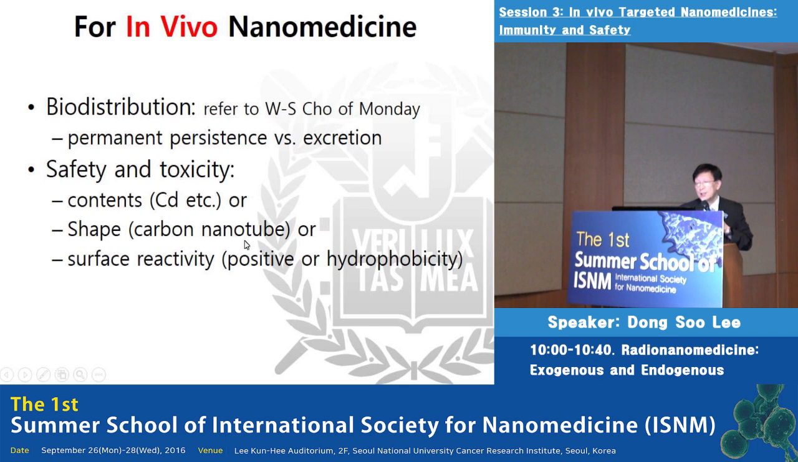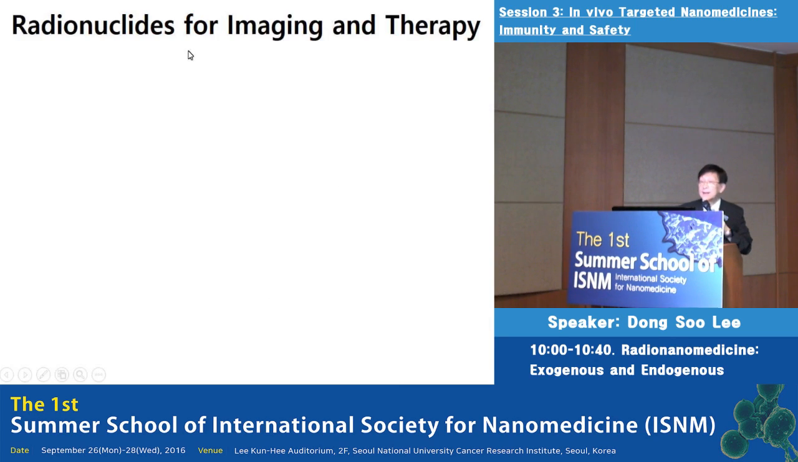Or the shape. Carbon nanotube is well known for its toxicity, just like silica. As physicians, we know very well silicosis is detrimental, and carbon nanotube is like that. So I don't think the carbon nanotube. Then what about graphene instead of the carbon nanotube? That's the question. And surface reactivity, positive charge, and hydrophobicity should be prevented.